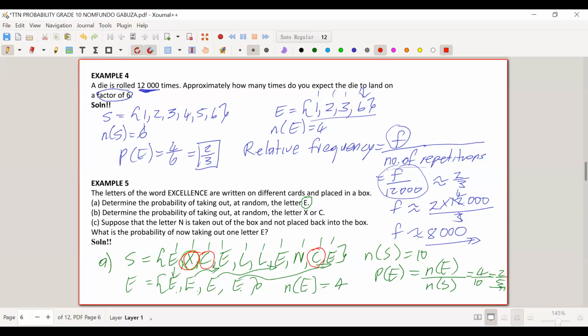So the probability, I'm going to write over here, our B. The probability of getting X or C: the probability of getting X is going to be 1 over 10, right? And the probability of getting C is going to be 2 over 10. So the probability of getting X or C is going to be the sum of these, which is 3 over 10.